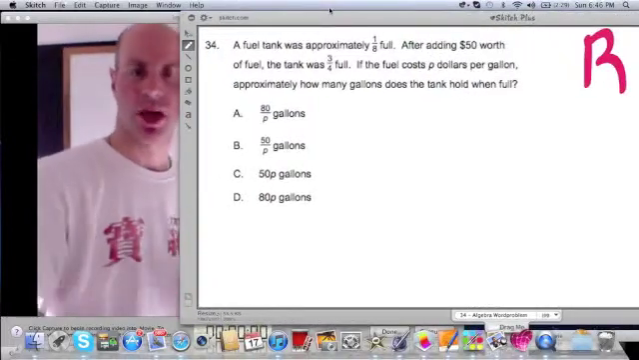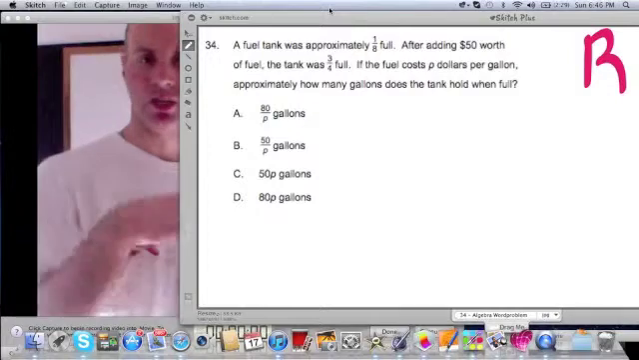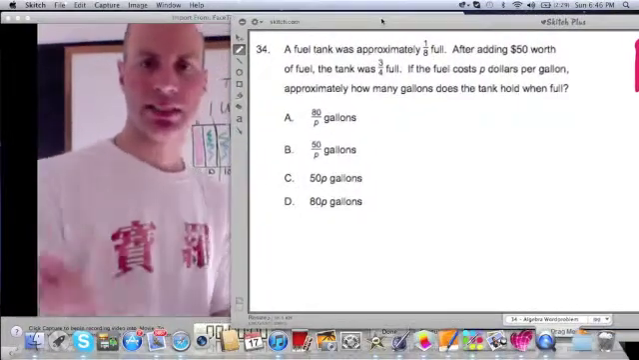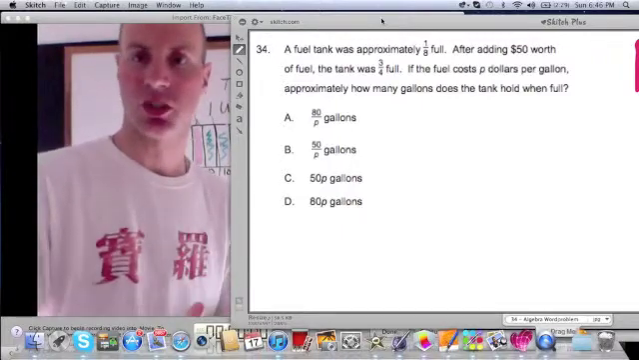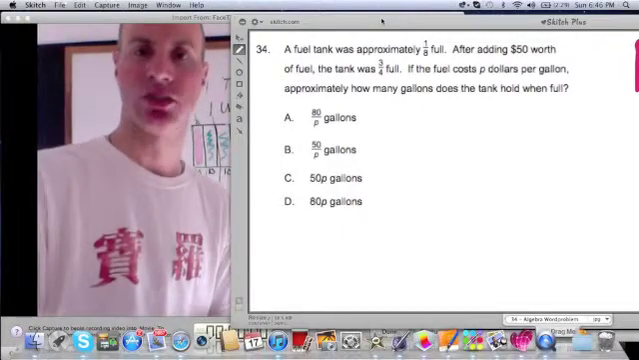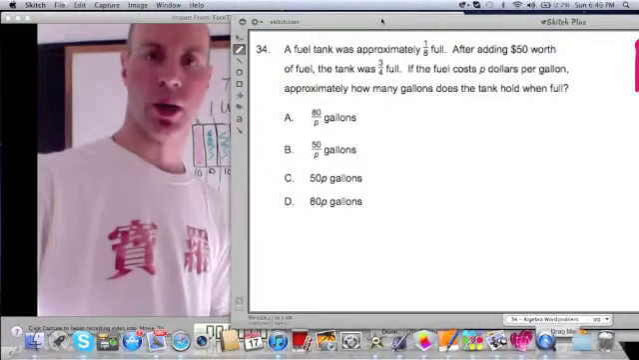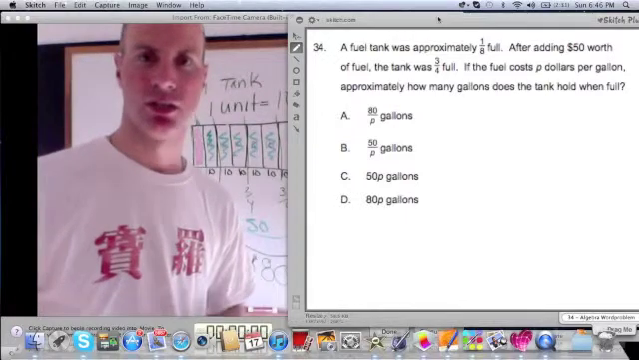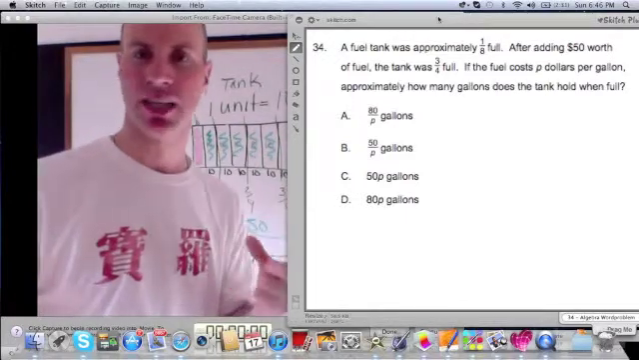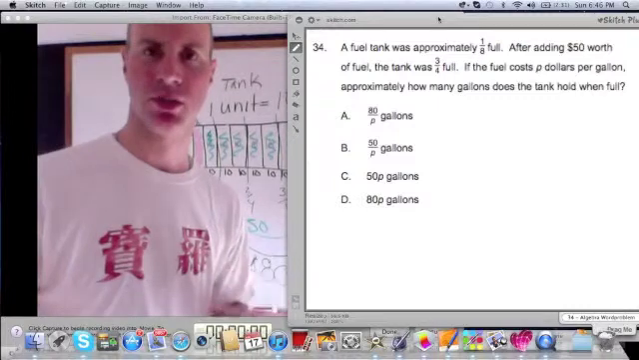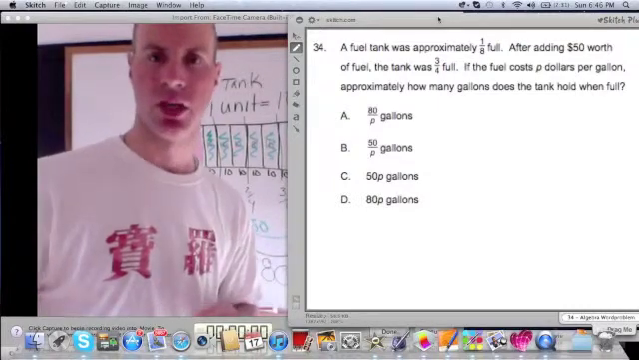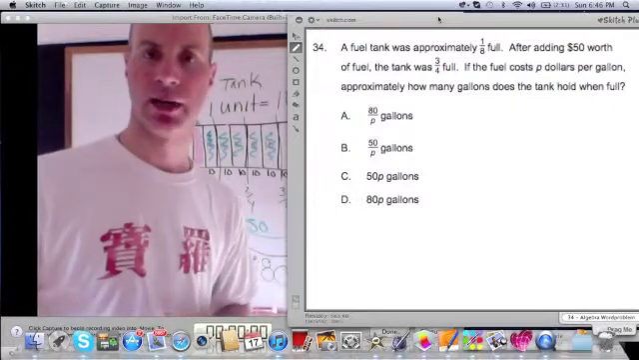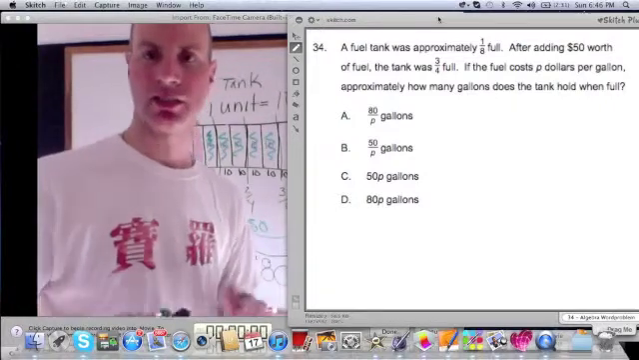Okay, so I found out the second sentence, and I used that to extrapolate and get that this whole tank costs $80 to fill up. Then it says, if the fuel costs P dollars per gallon, approximately how many gallons does the tank hold when full? Well, at the current moment right now, it's about $4 a gallon. So let me just substitute in, instead of P dollars per gallon, $4 per gallon. So if fuel costs $4 per gallon, approximately how many gallons does this tank hold?